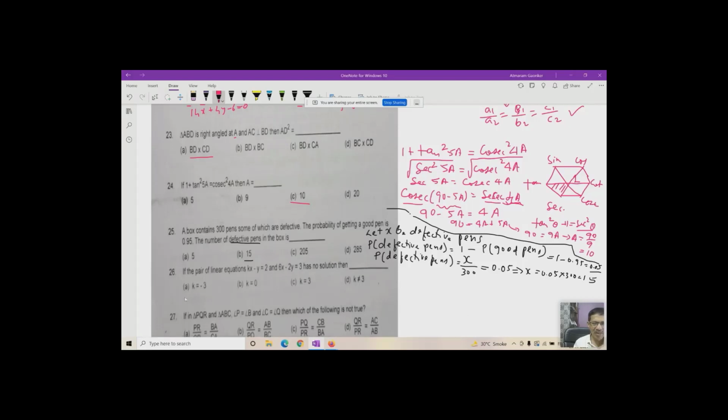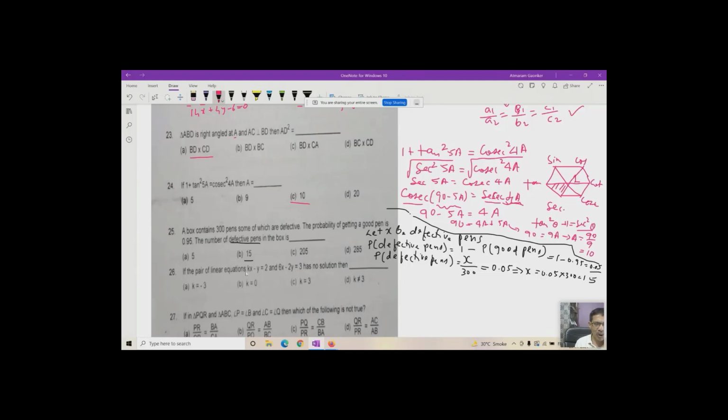So question number 26. Linear equation kx minus y is equal to 2 and 6x minus 2y is equal to 3 has no solution. Then what is the value of k? When there is no solution, the first two ratios are equal and last two ratios are not equal.